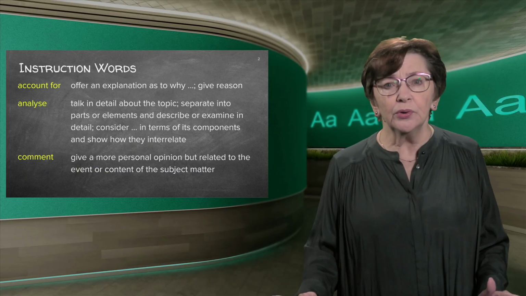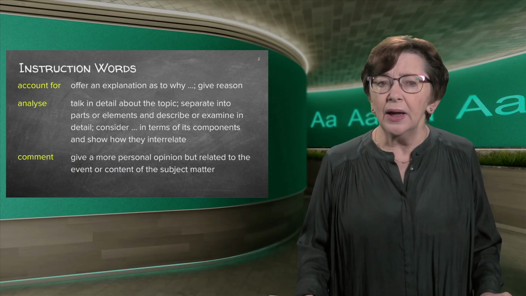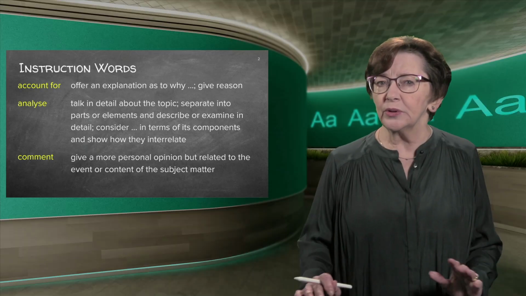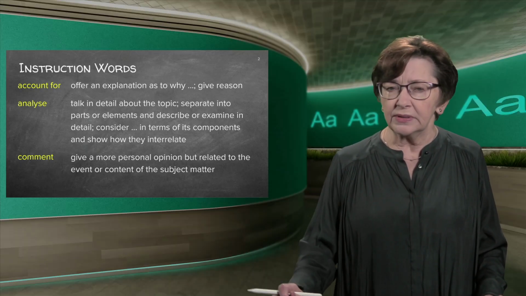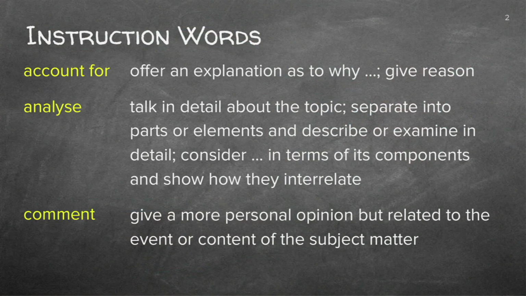I'm going to run through a list with you. They're alphabetical, so we'll just do it quickly. So whenever you see the word account or account for, you immediately need to know that you must give a reason. It has to do with why. Give us an explanation as to why things are the way they are. Account for the existence of.